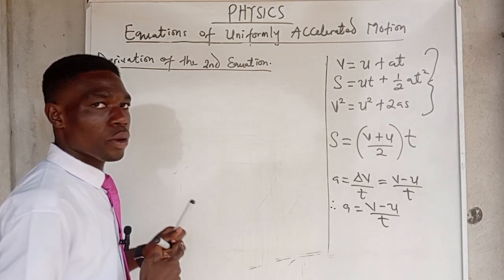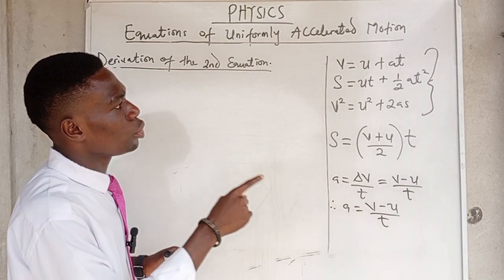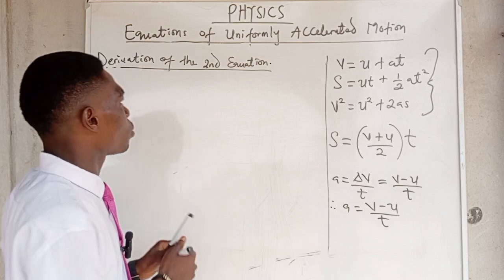Derivation of the second equation, s is equal to ut plus half at squared.